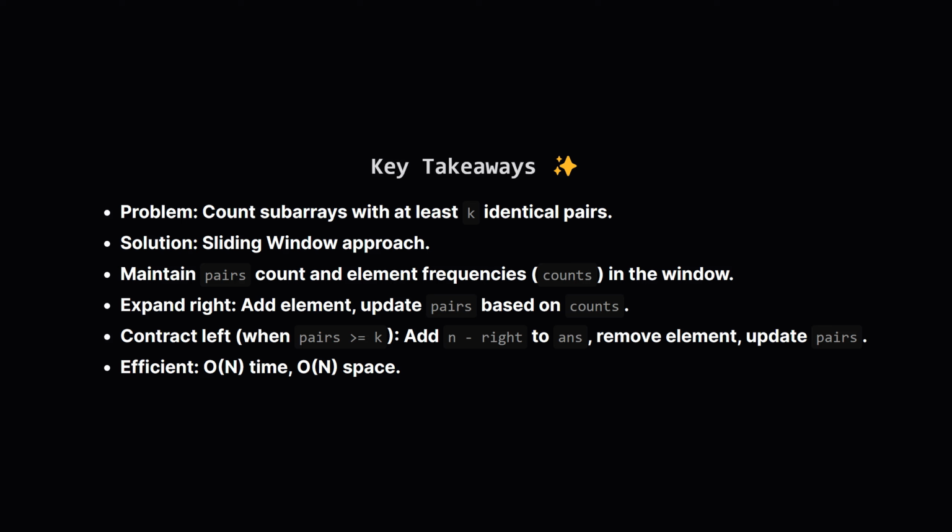Alright, let's quickly recap. We needed to count subarrays, defined by having at least k pairs of identical elements. The key idea was to use a sliding window. We efficiently tracked the number of pairs within the window using a frequency map. When we expanded the window by moving the right pointer, we added the new pairs formed. When the window had enough pairs, we added the count of all subarrays starting at the current left pointer, n minus right, to our answer, and then started shrinking the window from the left, updating the pair count accordingly. This gave us a nice and efficient order n time solution.